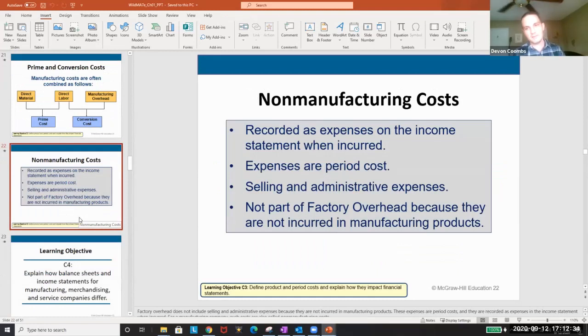We also have non-manufacturing costs. We call those period costs. We call them admin. Think about it as your accountants, or just think of it as your SG&A, selling, general, and administrative costs.